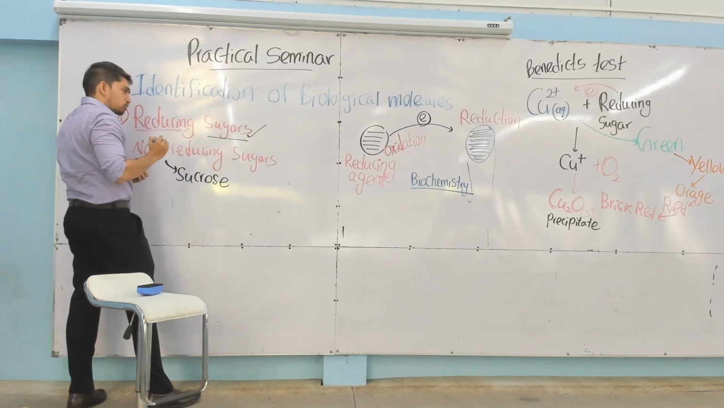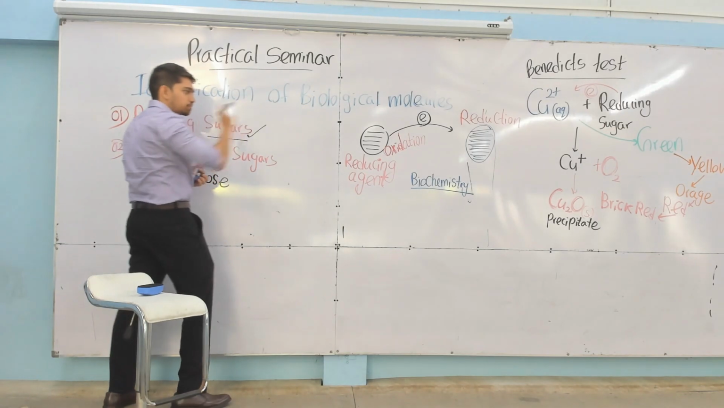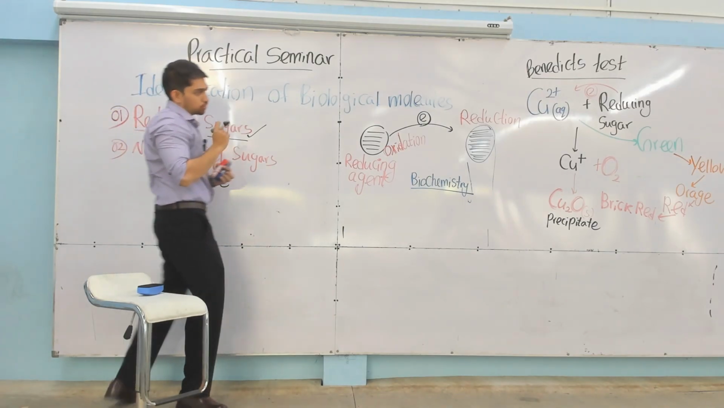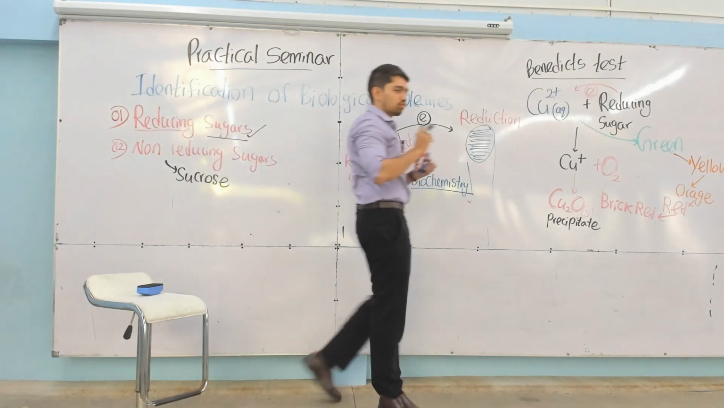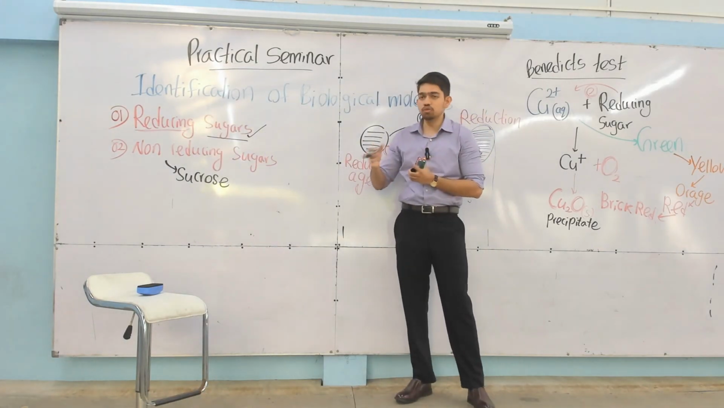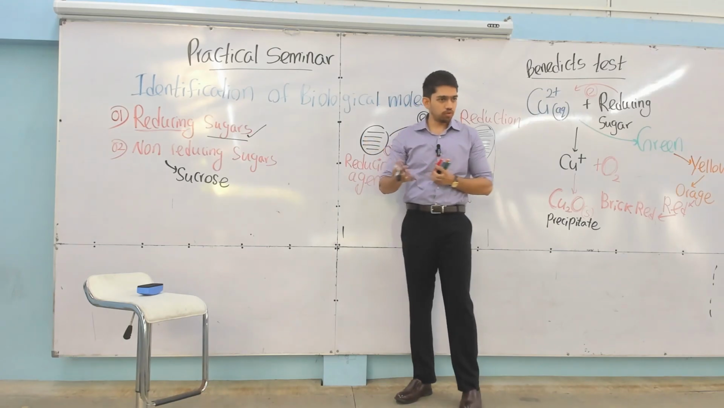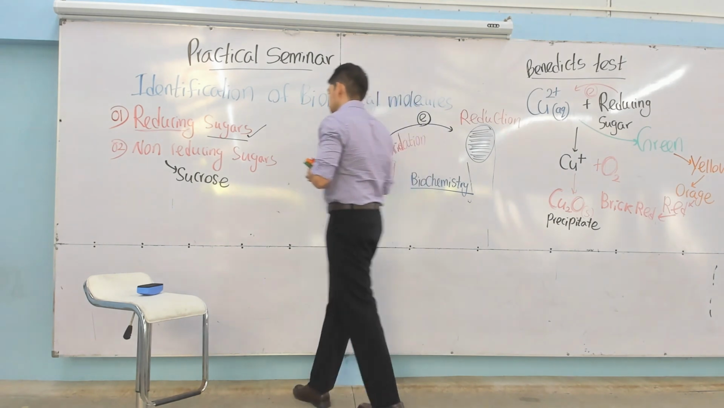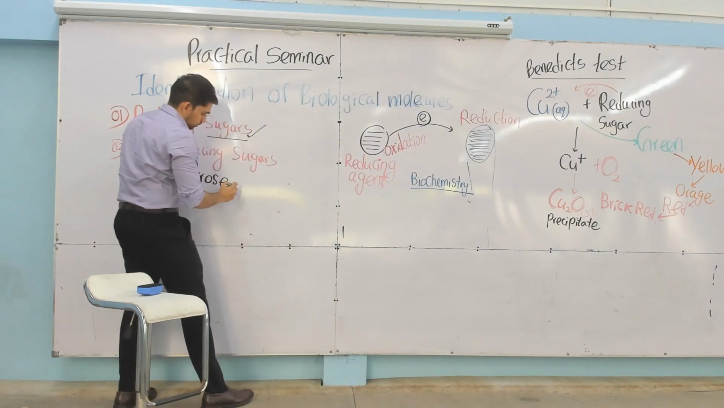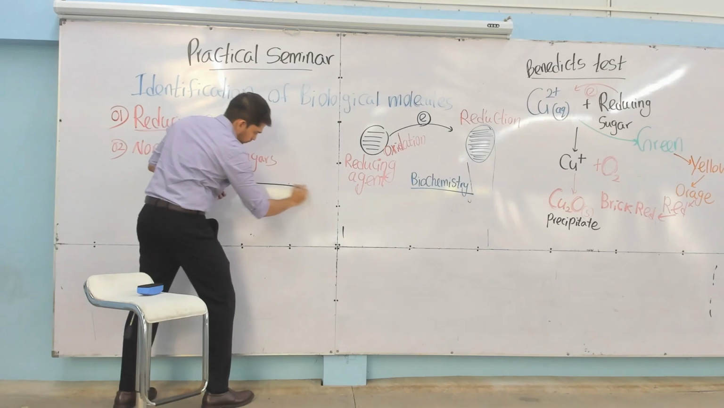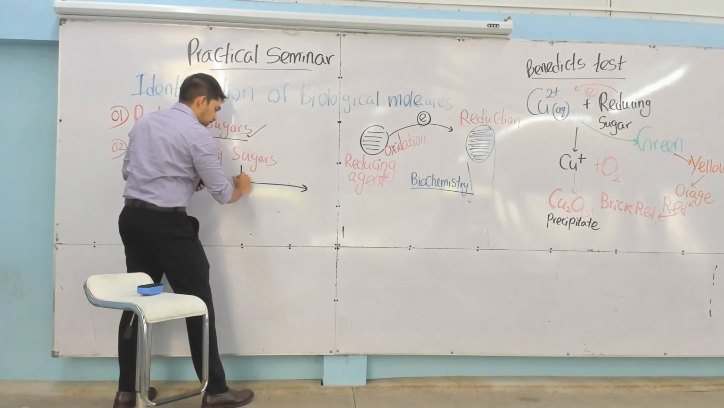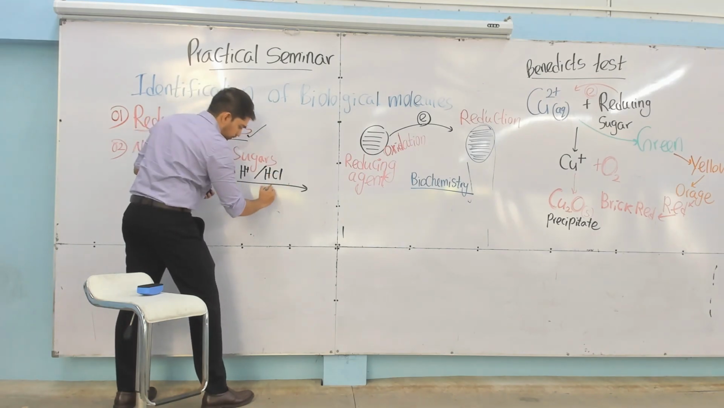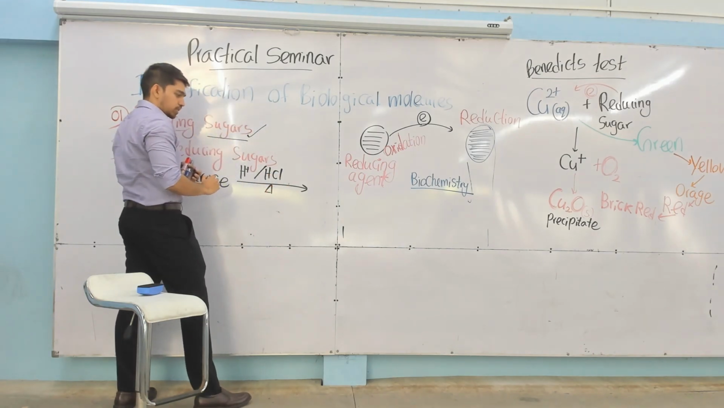So how we test for sucrose is basically that same experiment. What we are going to do is convert this non-reducing sucrose to a reducing sugar. That's what we are going to do. What we are going to do is add an aqueous acid, HCl, to this sucrose. Then we are going to heat it. Okay, we are going to apply some heat.